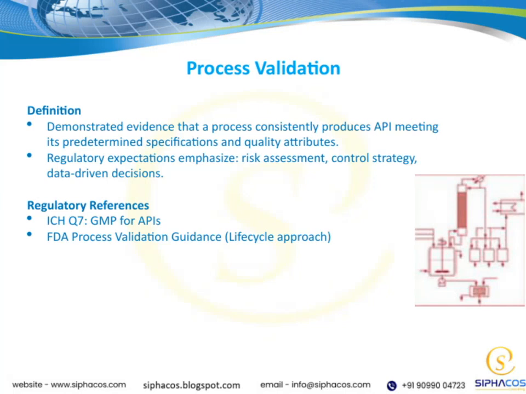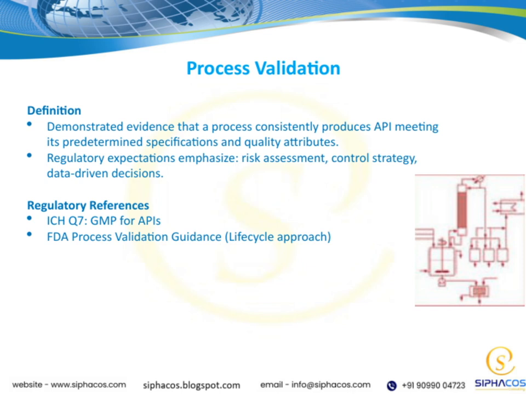Let's start with the definition. When we talk about process validation for APIs, we're referring to the demonstrated evidence that a process consistently produces an API, meeting its predetermined specifications and quality attributes. In simple terms, it's about proving that our process reliably delivers a product that meets the set standards every time.